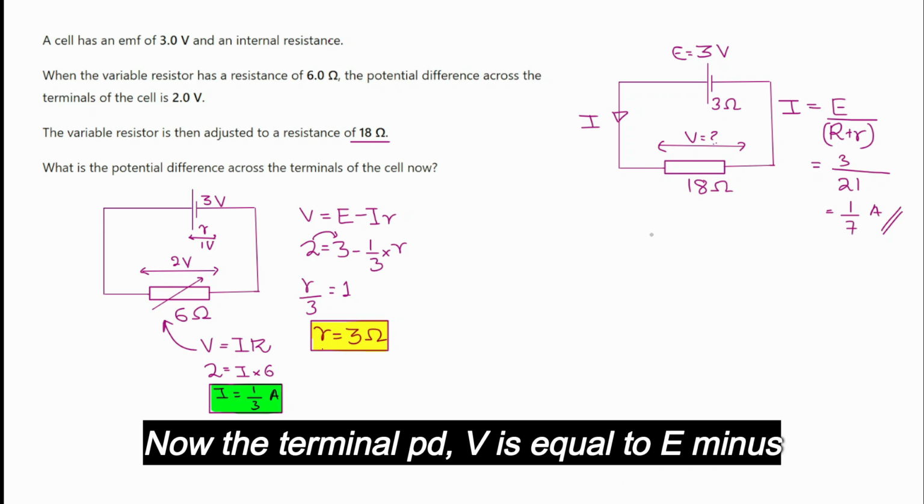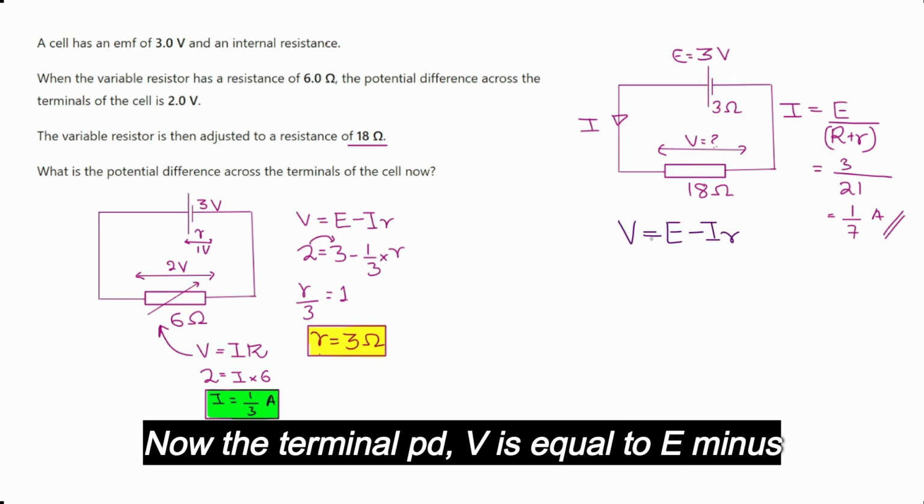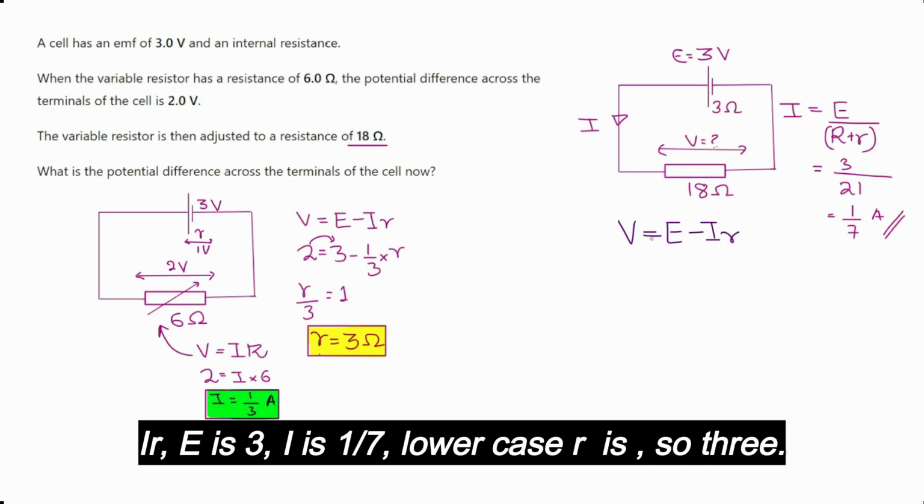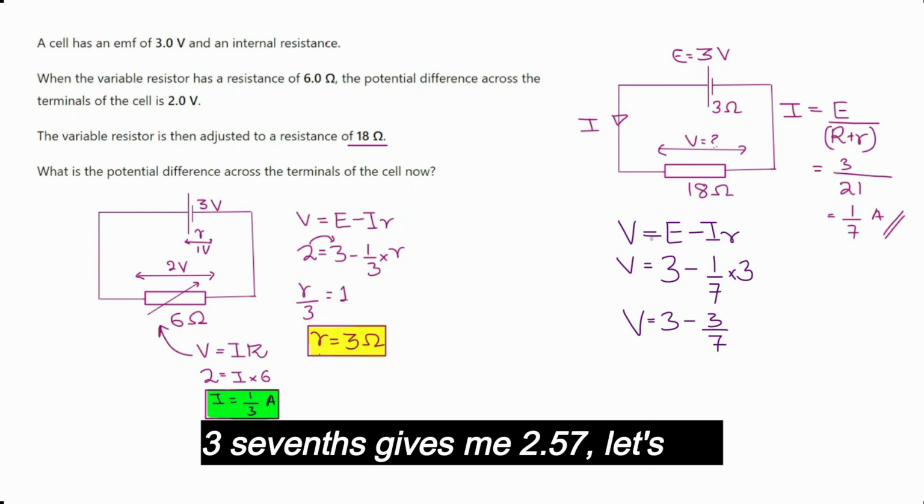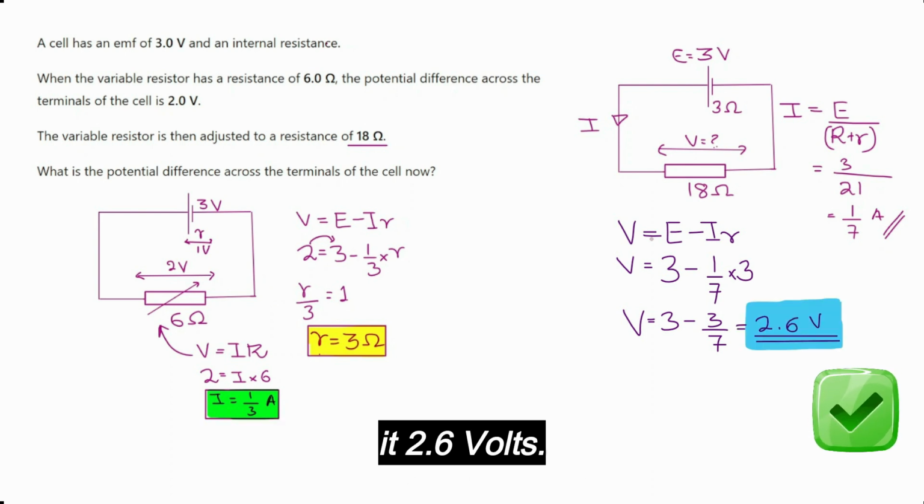Now, the terminal PD, V is equal to E minus Ir. E is 3, I is 1/7, lowercase r is 3. So, 3 take away 3 sevenths gives me 2.57. Let's call it 2.6 volts.